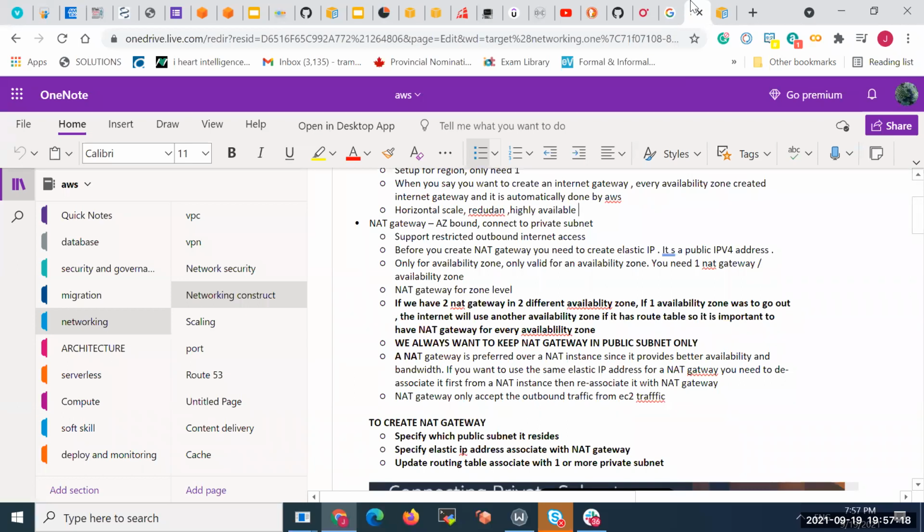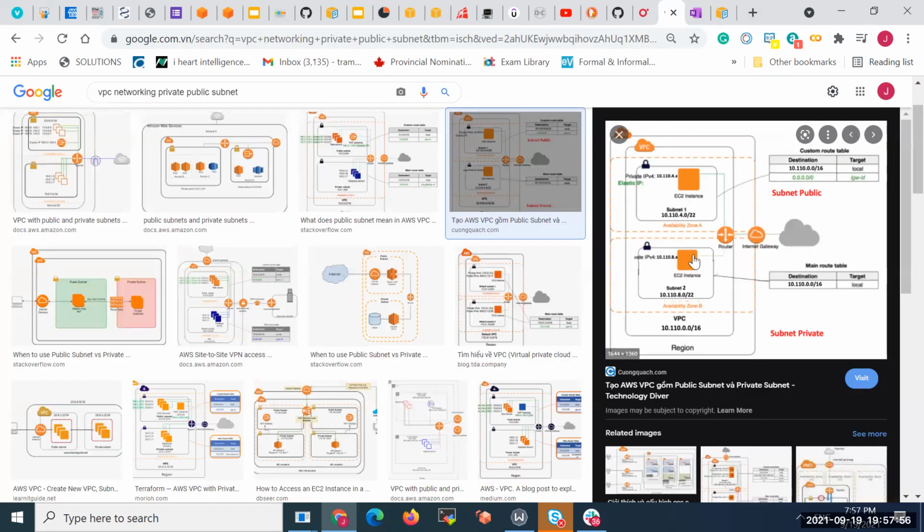Before you create a NAT gateway, you need to create an elastic IP, which is a public IP address. The NAT gateway helps you connect from the public subnet to outside of the network, so that's why you need a public IP address. Remember, again, it's only available in one availability zone, so you need to create one NAT gateway per availability zone. Here you see you have two zones, and that means you have to create two NAT gateways.